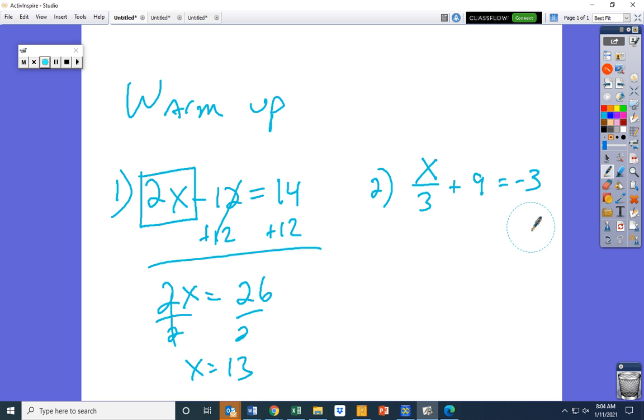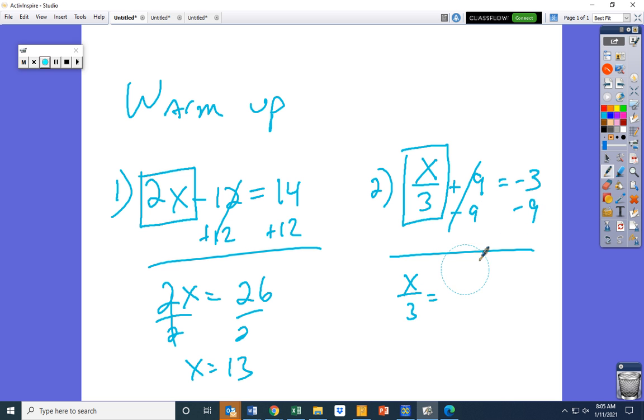How many of you got that one right? Good. Okay, somebody help me with this next one. What's different about this one? It's division, right? Cade, what goes in the box on this one? Because that's directly connected to that variable, right? And what's outside that box? So I get rid of that by taking away 9, and I do that to both sides. So now I have x divided by 3 equals, what's negative 3 minus 9? Negative 12. So something divided by 3 is negative 12.